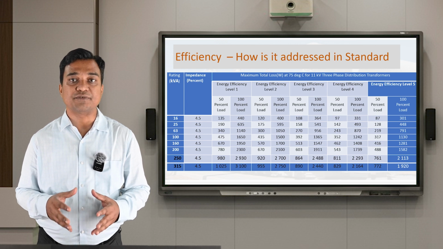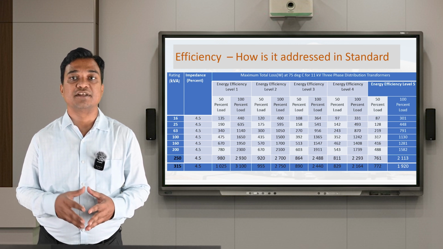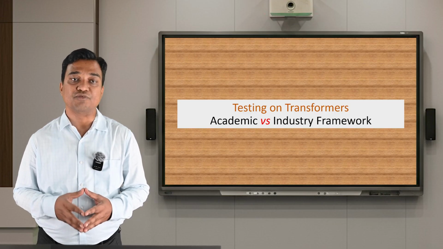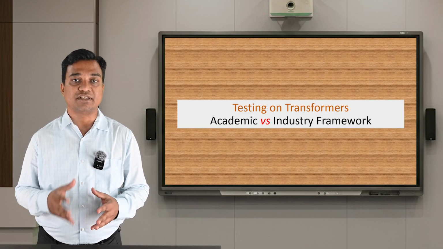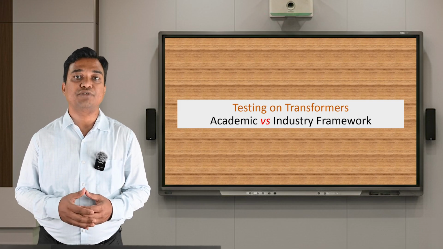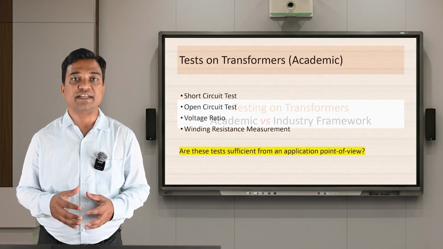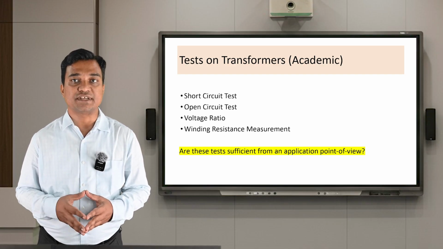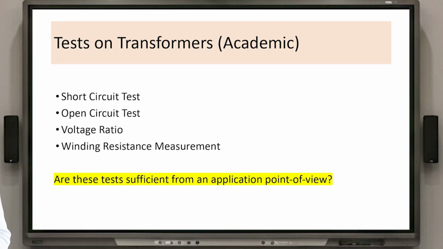Let us see through some of the tests that are prescribed in the standard to ensure quality and performance of the transformers. The tests are more advanced than the fundamental ones that are taught in the classrooms. Through a few examples, you would be able to appreciate the significance and need of these tests to address the field requirements for transformers. You must have studied about short circuit test, the open circuit test, the voltage ratio test, the winding resistance measurement test etc.